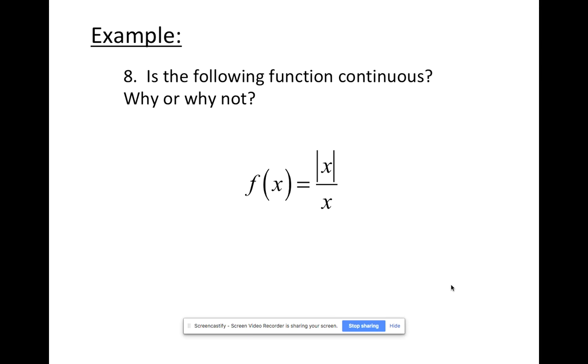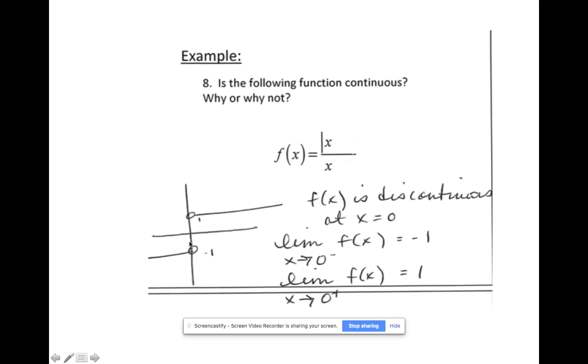One more function, and this one again is one that you need to be able to recognize quickly. The absolute value of a number divided by the same number. Well, clearly we're going to always get something that's like a 1, except when it is a negative number, because when it's a negative number, the numerator is going to turn into a positive, and the denominator is going to stay negative. So for the negatives, it's going to be -1, and for the positives, it's going to be 1. So it creates this really cool function that looks like this. Is it continuous? Definitely not. It's got a jump right here at 0. f of x is discontinuous at x equals 0, and you can show that because the limit coming from the left and the limit coming from the right are two different numbers.